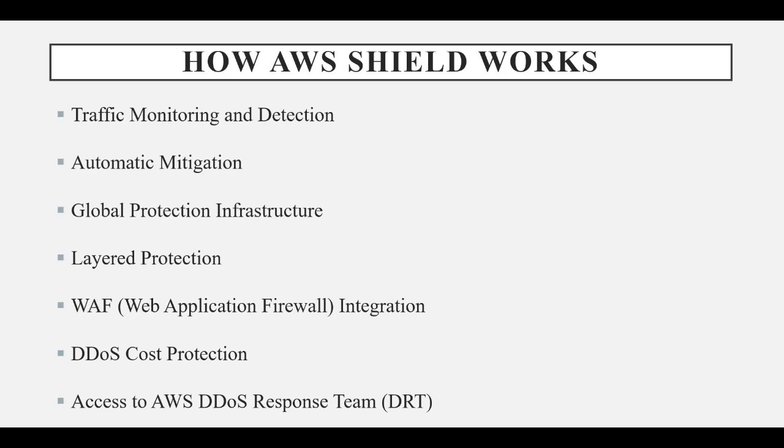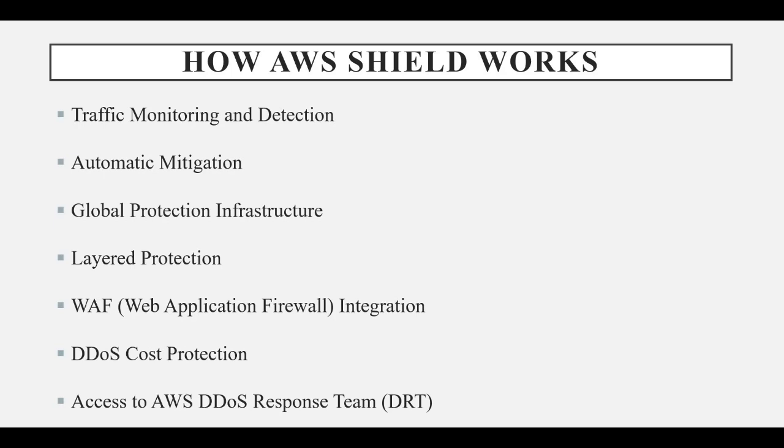The next is layered protection. Layered protection comes in two tiers: AWS Shield Standard and Advanced. Standard provides basic protection against the most common attacks. Advanced offers additional capabilities like enhanced detection and mitigation, real-time attack visibility, and cost protection. That is layered protection.